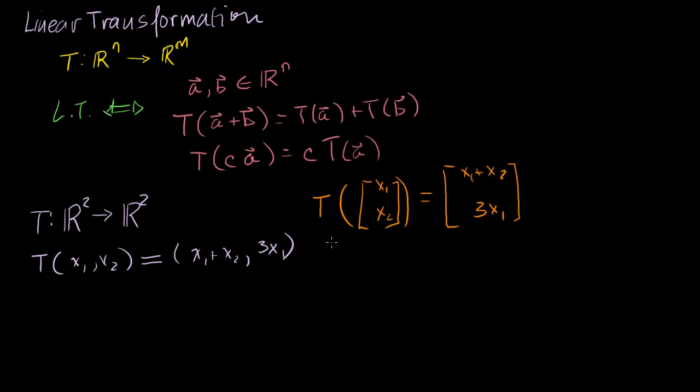And the third way, which I never see, but to me it kind of captures the essence of what a transformation is. It's just a mapping, or it's just a function. We could say that the transformation is a mapping from any vector in R2 that looks like this, x1, x2, to a vector that looks like this, x1 plus x2, and then 3x1. All of these statements are equivalent.